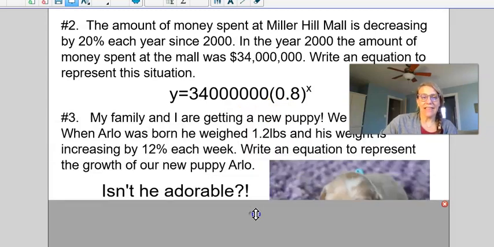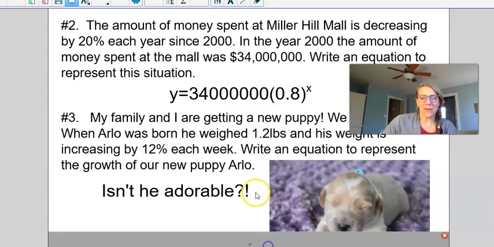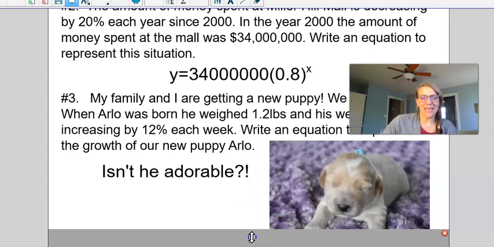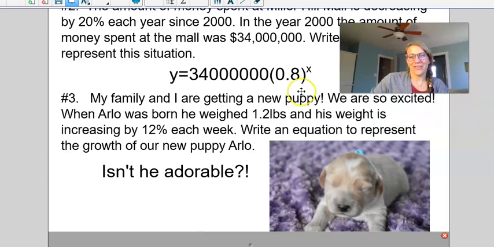All right, last one. Look at my puppy. This is the puppy I'm getting. First week of June. His name is going to be Arlo. We are extremely excited. So we're getting this puppy.